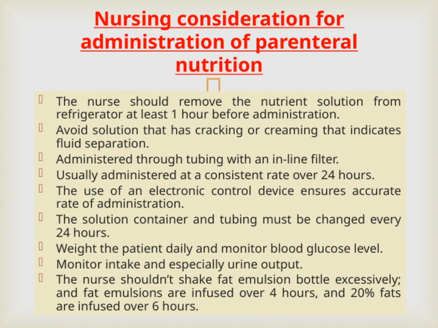The solution is administered through tubing that includes an inline filter, which helps prevent particulate contamination and ensures safety. Typically, the infusion is delivered at a consistent rate over a 24-hour period to maintain stable blood levels and avoid fluctuations. To ensure accuracy, using an electronic control device can help regulate the rate precisely, which is especially important for patient safety. It's also crucial to change the solution container and tubing every 24 hours to prevent contamination and infection.